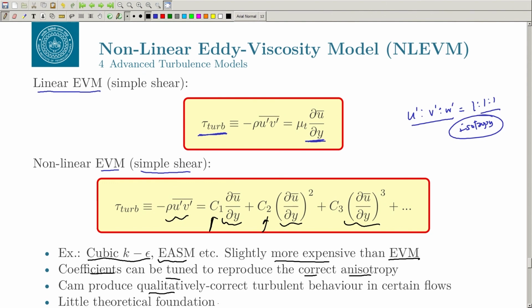But there is of course no theoretical foundation behind this. It is just that you are trying to make the model more and more complex if the flow becomes complex, that is how it is. There is no underlying theoretical foundation for why it should depend quadratically or cubically, or on higher powers. So, this is one class of model, the nonlinear eddy viscosity model.